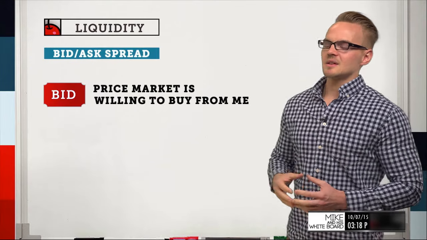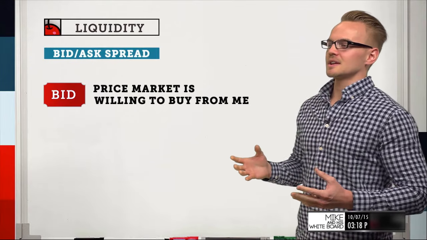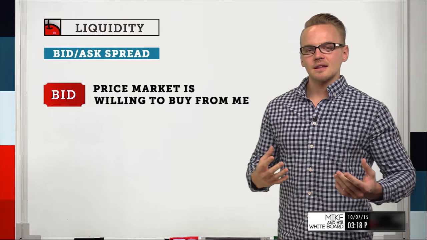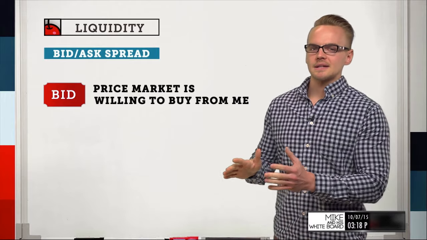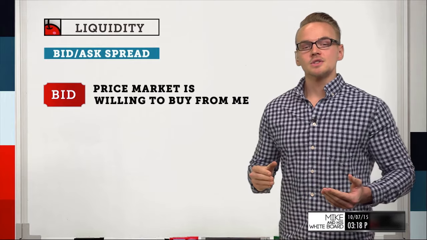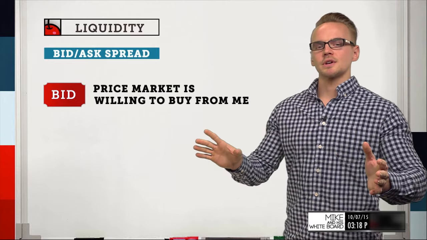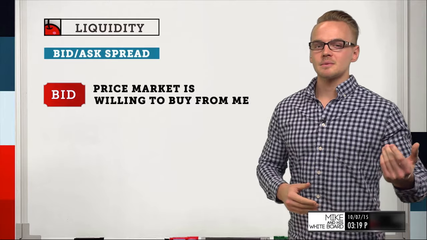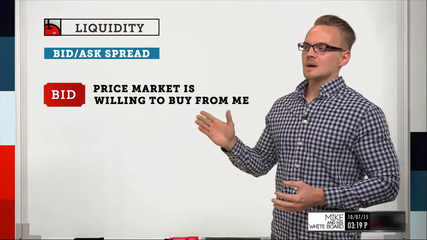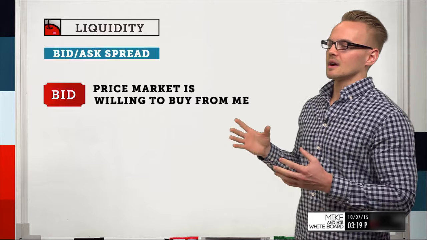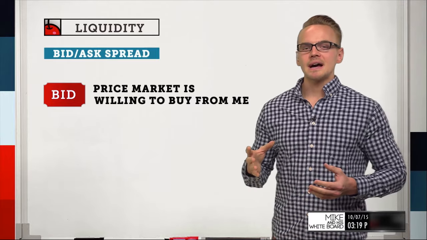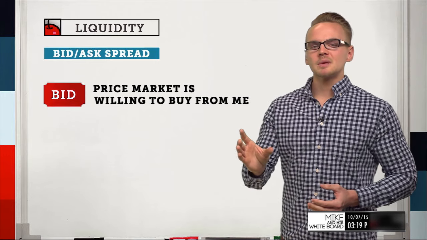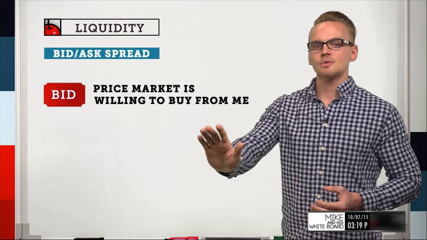Essentially, the bid price is the price the market is willing to buy something from me for. When we're talking about buying and selling options, we don't really know who we're buying from or selling to, so we like to think of it as just a general market. The market is giving me prices for something I can sell, and prices for something I can buy. The bid price is the price the market is willing to buy from me. So when I'm selling an option, the bid price is the price where I can sell it to the market.